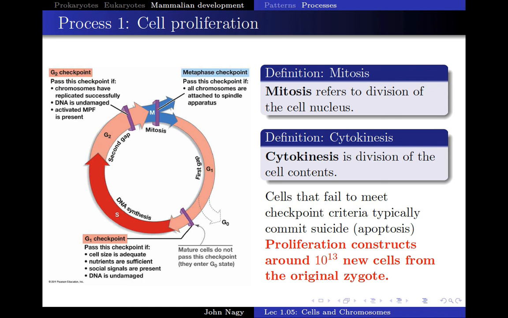This is called the cell cycle, and I want you to memorize all of that, everything that's happening within that cycle, and I want you to remember what each phase is and what's happening in each phase. And again, every time there is a checkpoint, if the cell does not pass the checkpoint, it commits suicide. That process is called apoptosis, which I'll describe here in just a moment.